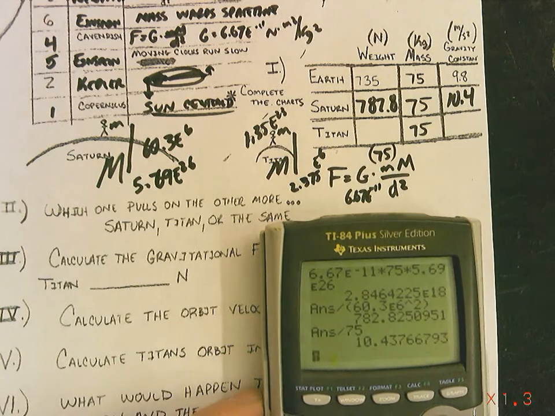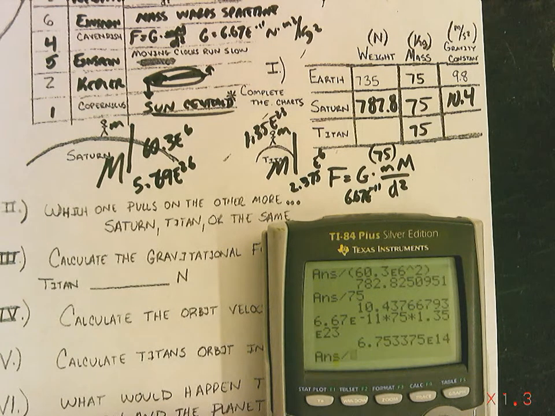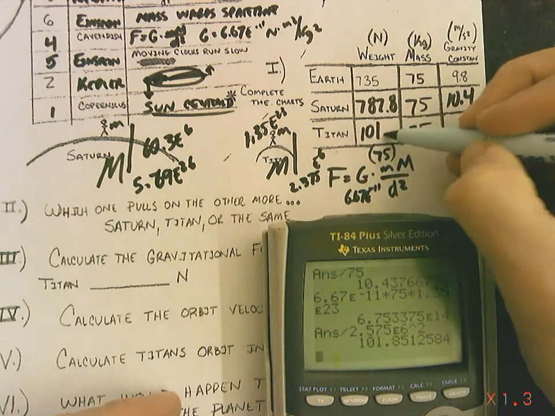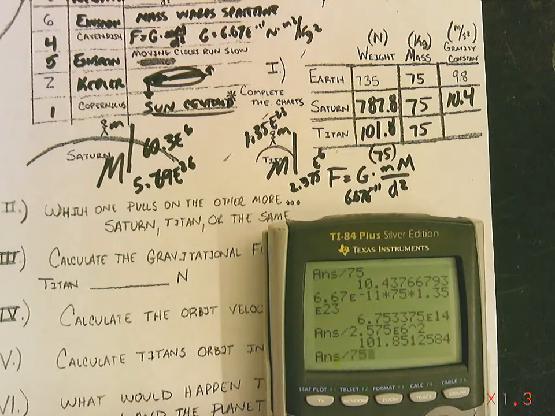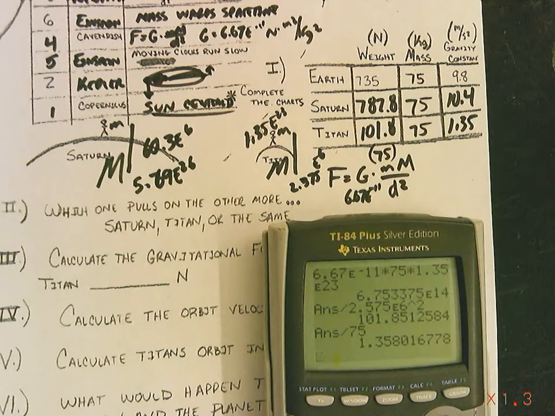Go through a similar process for Titan. So we leave 75 in here, and we get rid of the other mass, and we turn it into Titan's mass. Titan's mass was 1.35 e to the 23. And then we divide by the radius squared, which was 2.575 e to the 6th squared. And we get only 101.8. And then we divide that by 75, and we get our gravity constant, 1.35 meters per second squared, which is pretty low, but Titan's not very big. So that's how we do this chart here at the top.